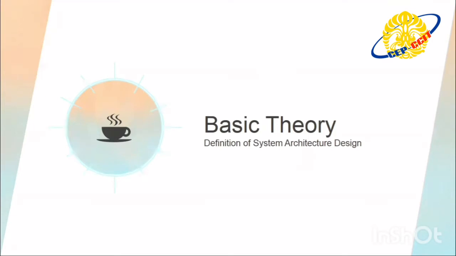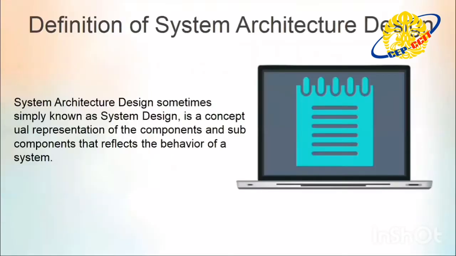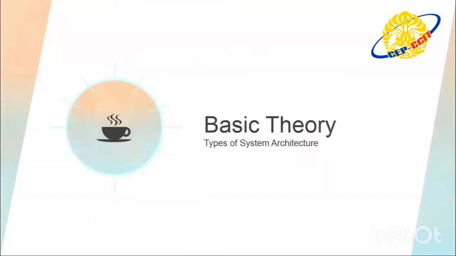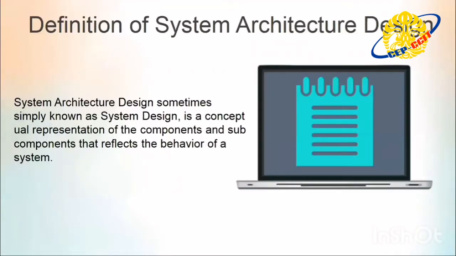Next is the definition of system architecture design. System architecture design, sometimes simply known as system design, is a conceptual representation of the components and subcomponents that reflects the behavior of a system. In the design planning phase of a new data processing and storage system, data architecture should be defined. The major types and sources of data necessary to support an enterprise should be identified in a manner that is complete, concise, and understandable.